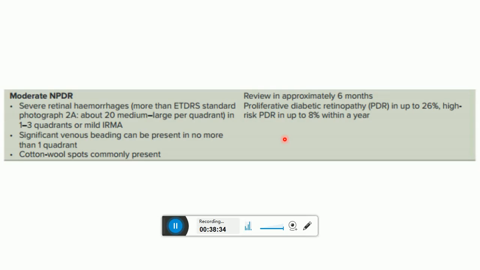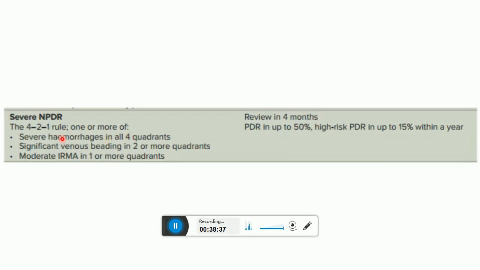Now, how to differentiate moderate from severe? For severe, there is the 4-2-1 rule. It is very easy because 4 means severe hemorrhages in all 4 quadrants. So if you see severe hemorrhages in 4 quadrants, this is severe NPDR. Or if you see significant venous bleeding in 2 quadrants, it is also severe NPDR. And if you see moderate edema in 1 or more quadrant, it is also severe NPDR. So here a new sign comes, edema.